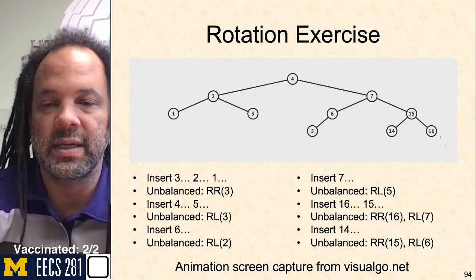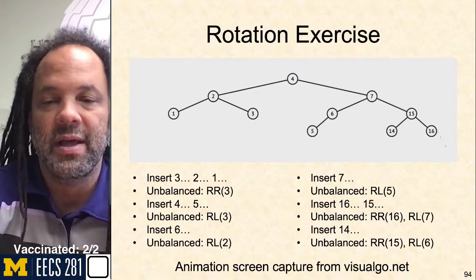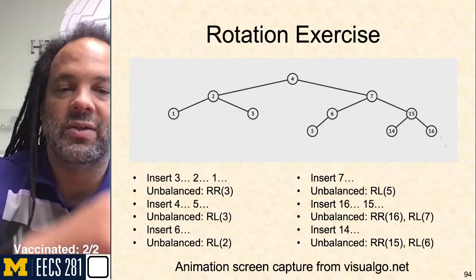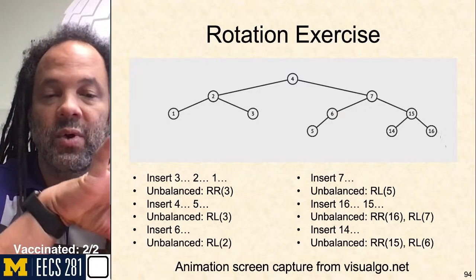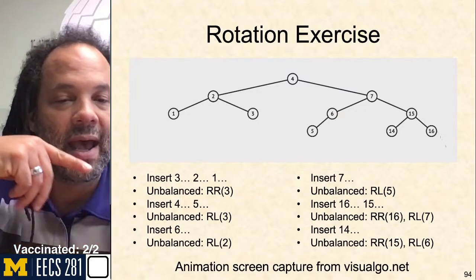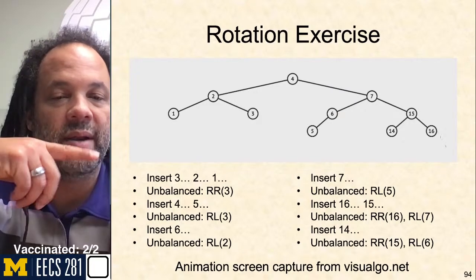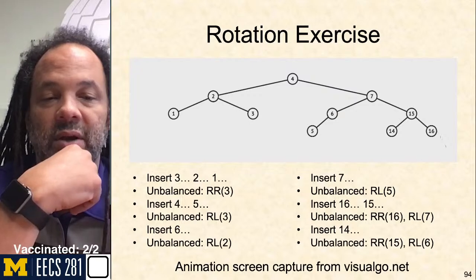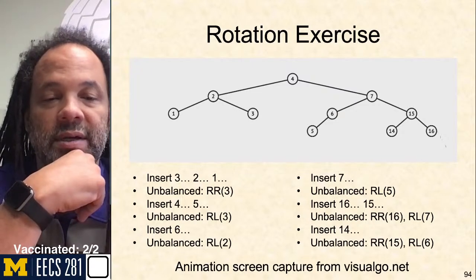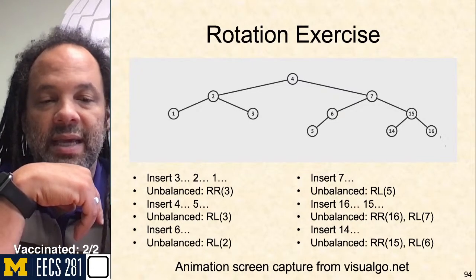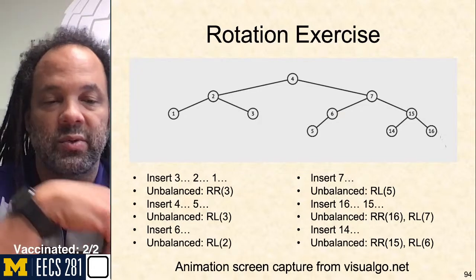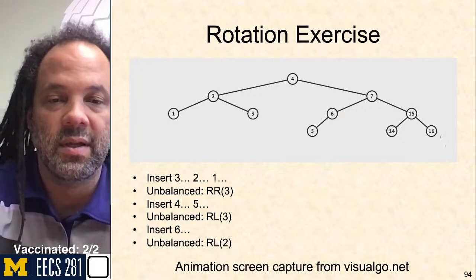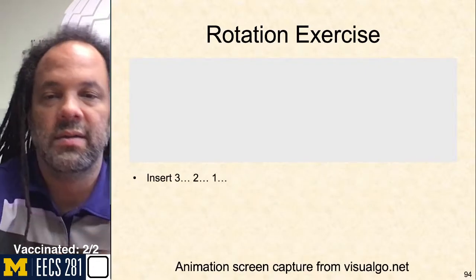We were able to insert 6, which unbalanced things, so we rotated left around 2 to fix that. Then we inserted 7, which gave us an unbalance again. We rotated left around 7. After inserting 16, we were good, but 15 gave us a zigzag imbalance where we had to rotate right, then rotate left. Inserting 14 did the same thing. It gave us another zigzag imbalance, which we fixed by rotating right around 15 and rotating left around 6. Let's see it again.